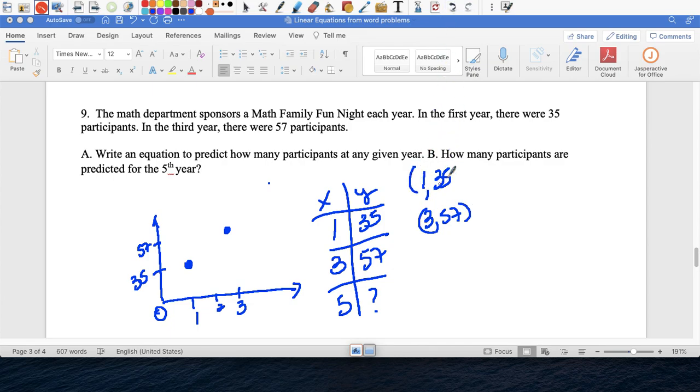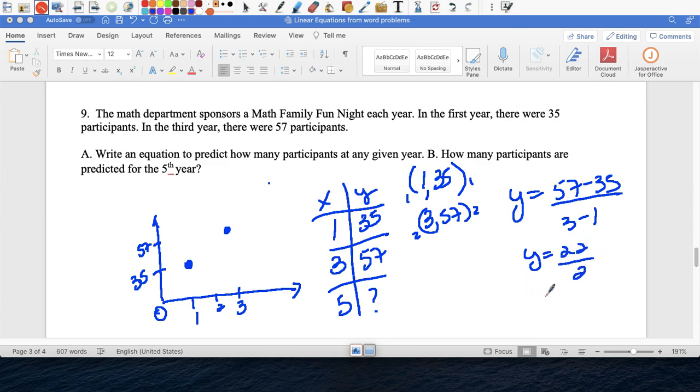Okay, so again, let's just use this as my 2's, and these are my 1's. So 57 minus 35 over 3 minus 1. So what is that? 22 over 2. I didn't write y, sorry, hopefully you caught the mistake. This is slope.